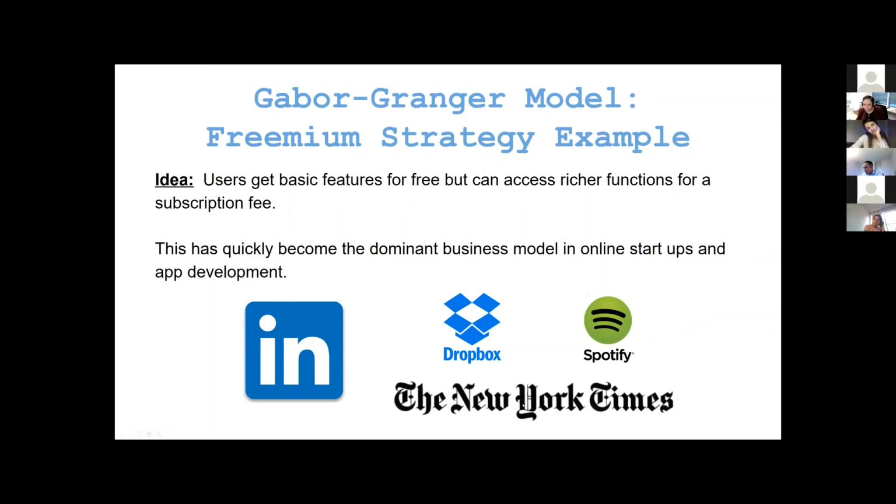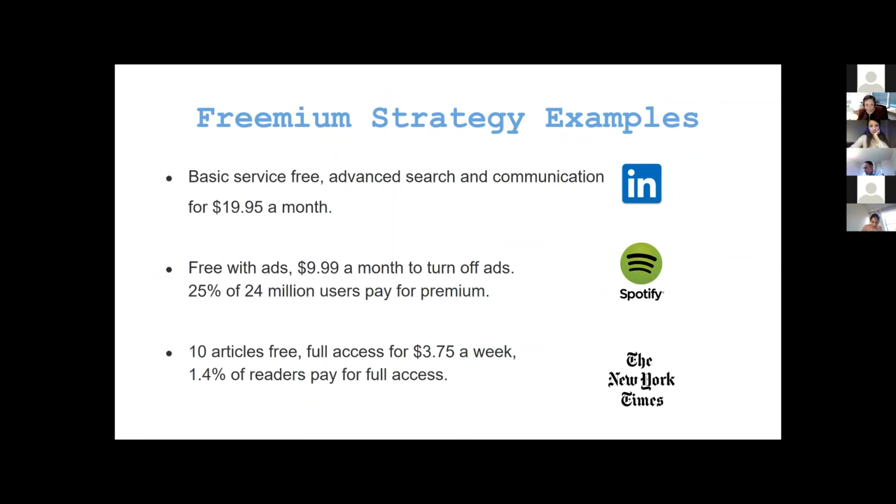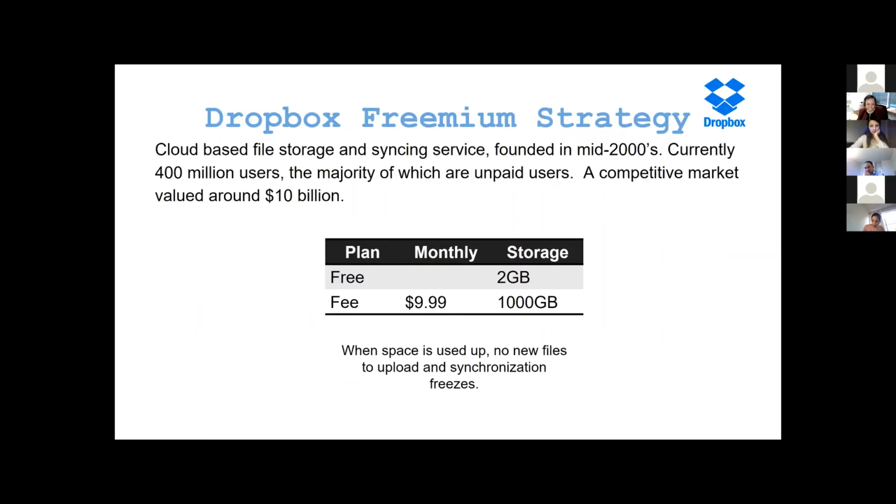The New York Times is based on, you can read a certain number of articles. I think it's 3 or 4, but after that, if you want to read more articles in a given month, you've got to pay up. And then I'm going to give a more detailed example of Dropbox, but I assume many of you have Dropbox. You get a certain amount of gigabytes for free, but if you want more, then you have to pay up in the subscription. Actually, I just described all those things, so I'm going to move on in this slide.